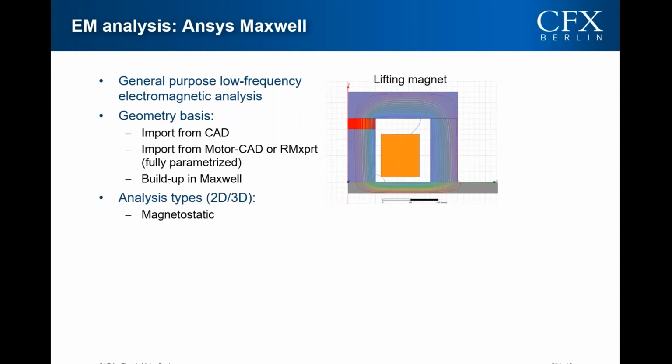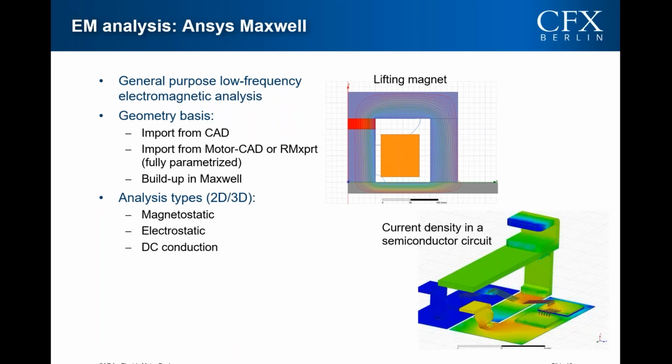There are several 2- or 3-dimensional analysis types available, depending on the physics you would like to model. Magnetostatic analysis, where current or permanent magnets are source of a magnetic field, like this lifting magnet. We also have electrostatic field calculation, which may be used, for example, in high voltage insulation applications. There is a DC conduction solver for modeling detailed current flow in inductors.